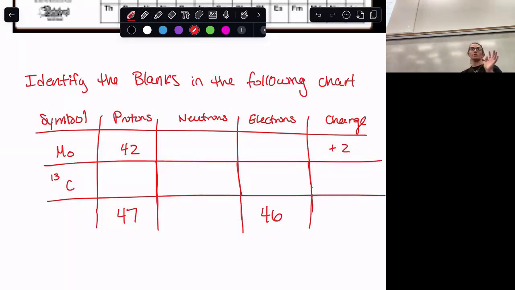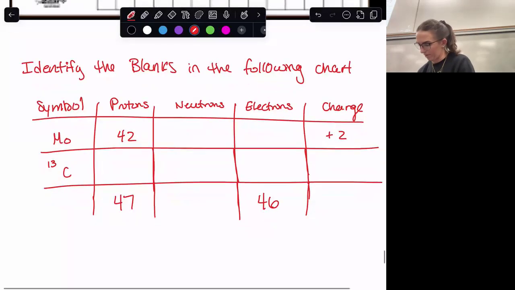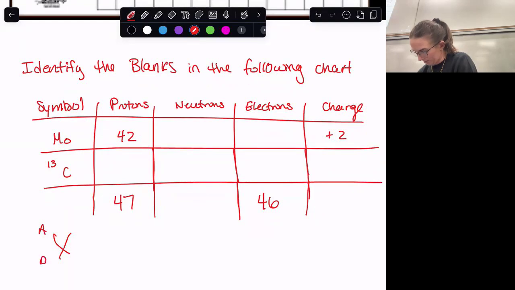Okay, let's try this one. So this kind of goes off of what we just talked about, the periodic table. I just wanted you to fill in the blanks for the following chart. So you're given the symbol, and then the number of protons, the neutrons, electrons, and the charge. And your symbol should have A, B, and C filled out for all of them.